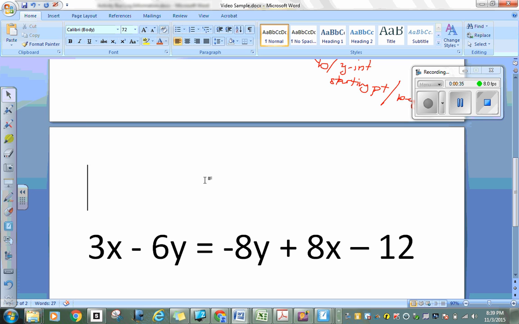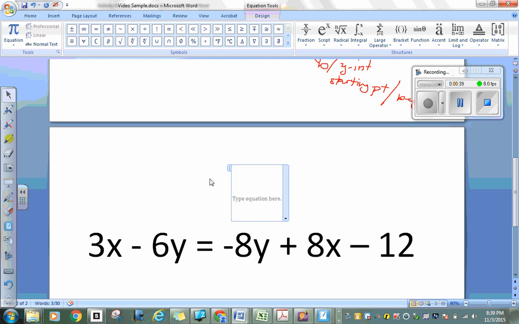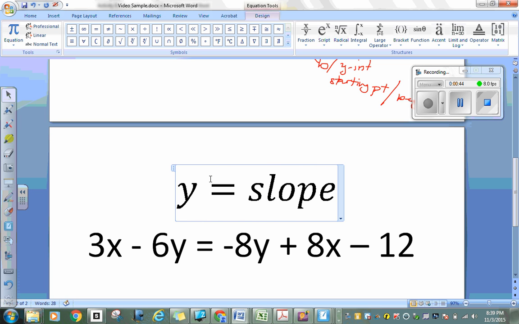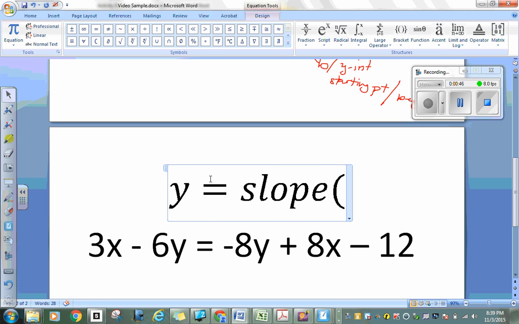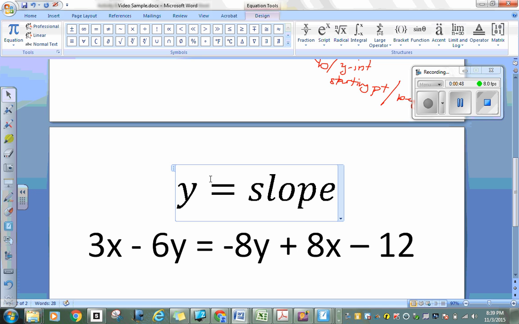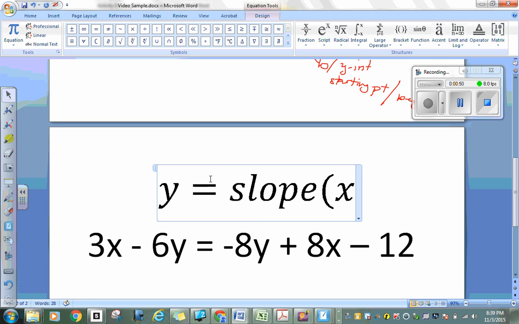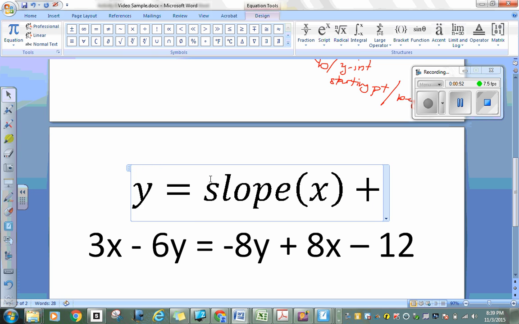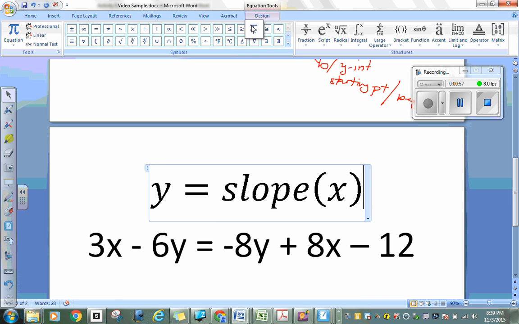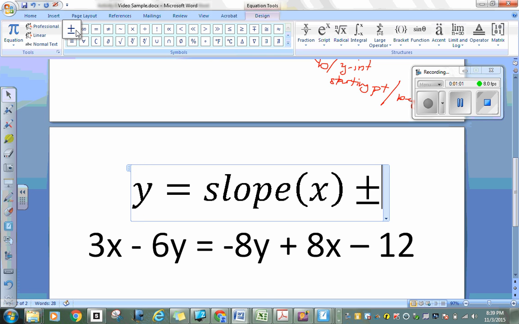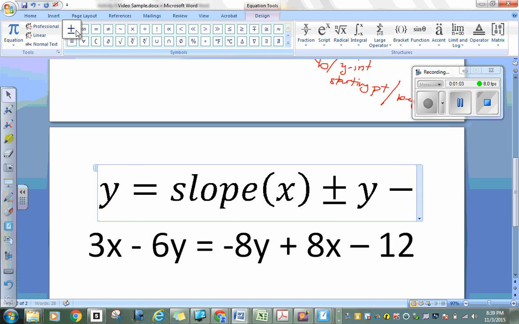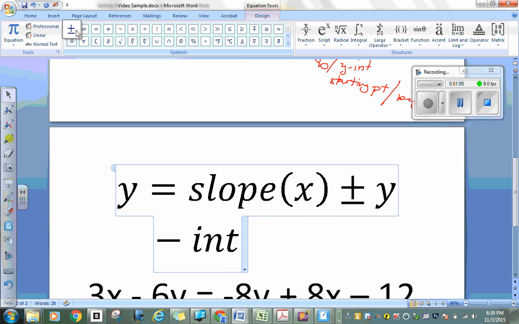If you said yes, then we can easily do this. Now remember, let's discuss this real quickly. We said that slope-intercept form is y equals whatever the slope is, and then the variable x, plus or minus the y-intercept. That's what we said slope-intercept form was, right? That's what we discussed it's going to be.